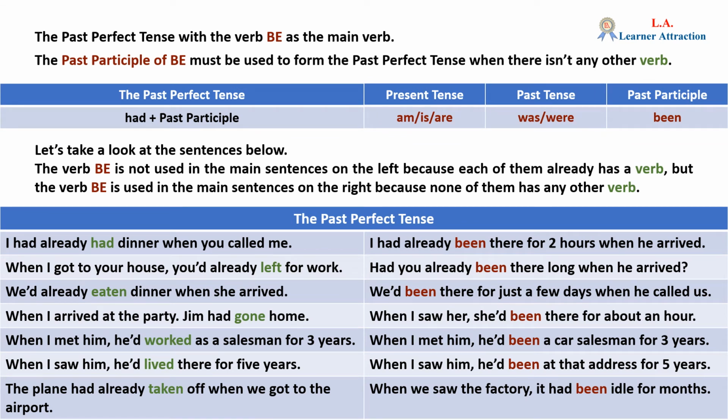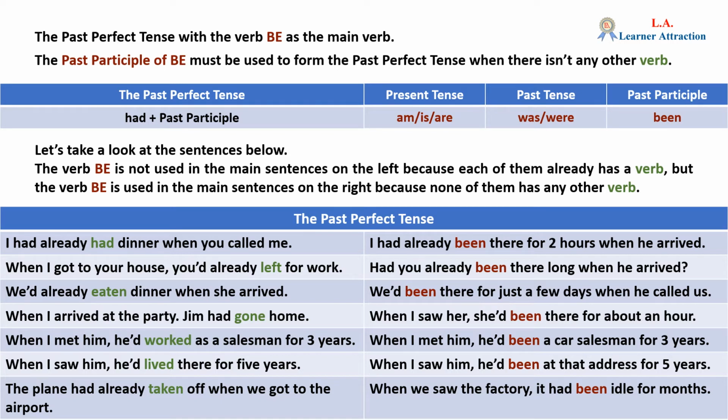The past perfect tense with the verb be as the main verb. The past participle of be must be used to form the past perfect tense when there isn't any other verb. The past perfect tense: had plus past participle. Now let's look at the verb be. Be is the base form. The present tense forms are am, is, and are. The past tense forms are was and were. The past participle is been.